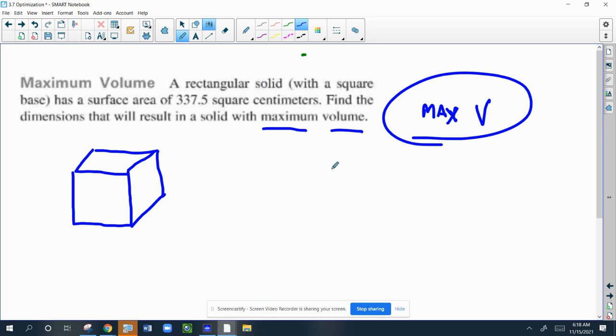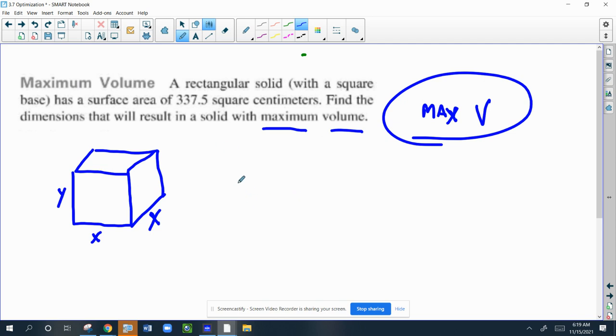It has a square base. So the base of this solid, usually we call it X, Y, Z. Since it has a square base, let's call it X, X, and then how about the height Y? So that's what we're looking at.